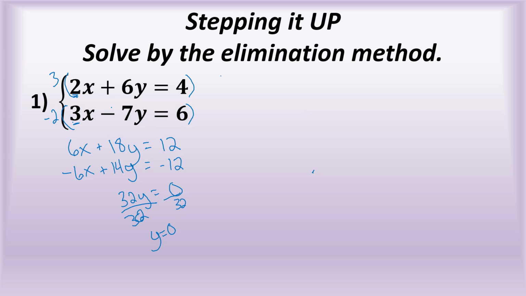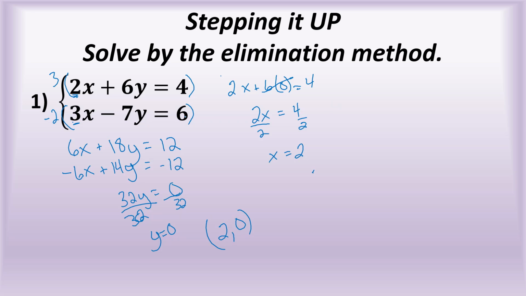Well, now since we've utilized both of these equations, we're going to use either one of the originals. 2x plus 6 times the value of y, which we just said is 0, equals 4. So that will simplify out because anything times 0 is 0. 2x equals 4. Divide by 2 on both sides, and x is equal to 2. So our solution is 2, 0.